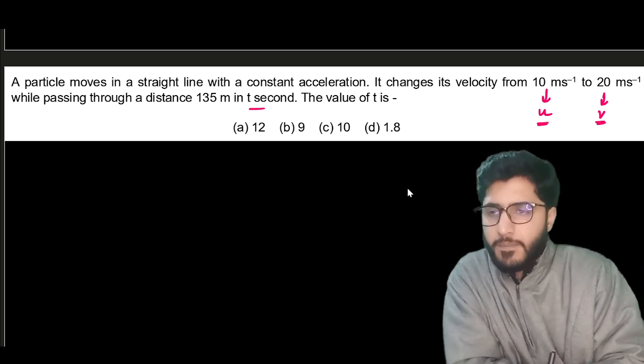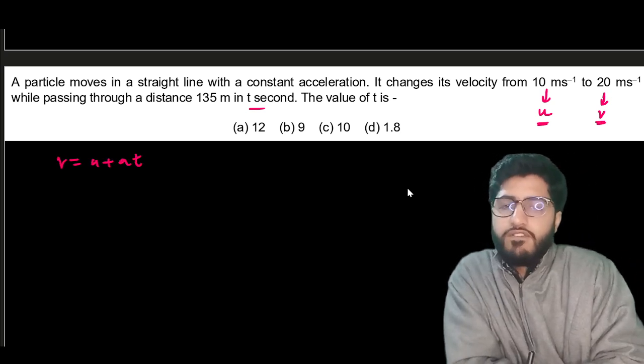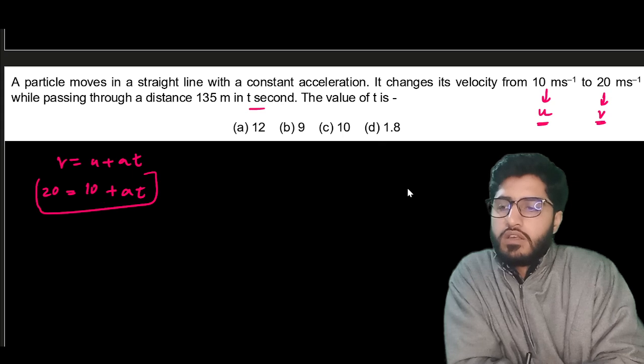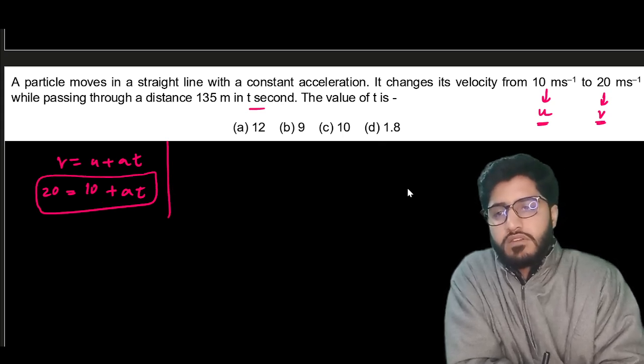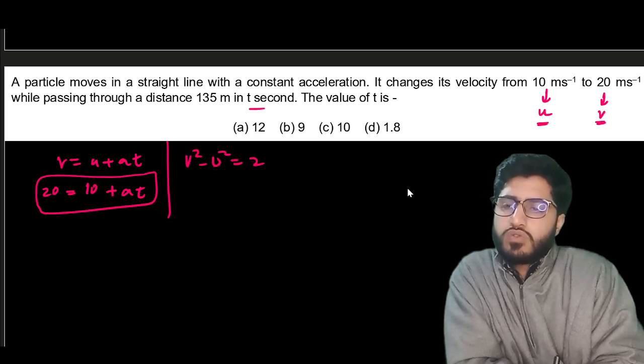So how I can get it? My equation is v equals to u plus at. V is I guess 20, so 20. U is 10, 10 plus a we don't know, t we don't know. One equation, two variables, impossible to solve. Is there any other way by which we can solve it? Yes. v square minus u square equals to 2as.